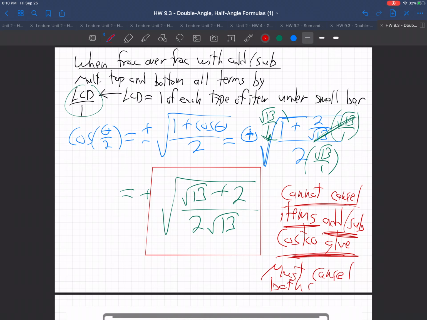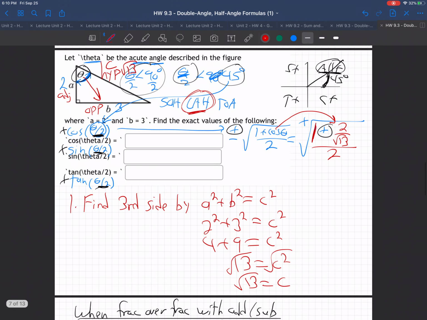Anyway, so we're done. That's it with the cosine of theta over 2. All right, let's do the other 2. It's a lot of work, and that was just the first one, but the other 2 are going to be the same thing. Sine theta over 2.